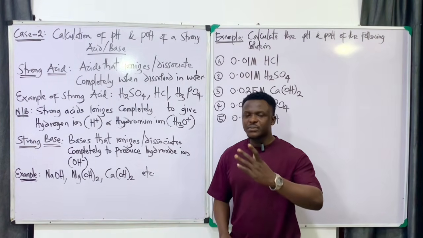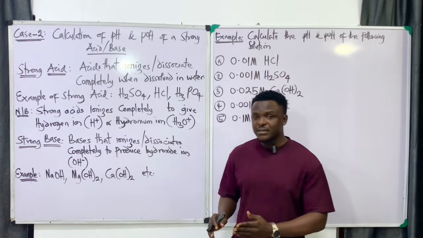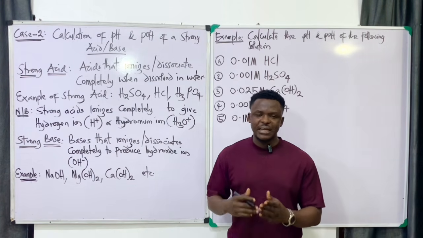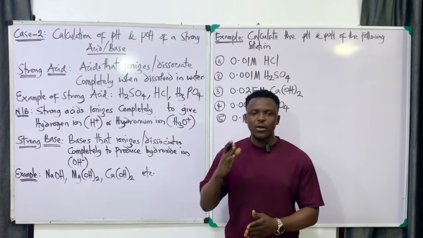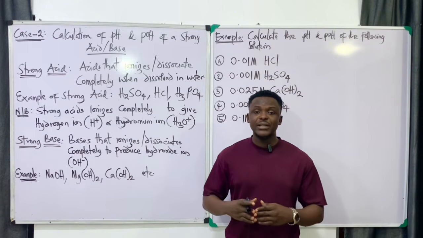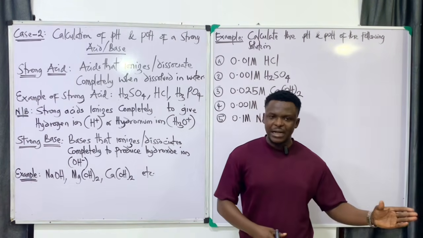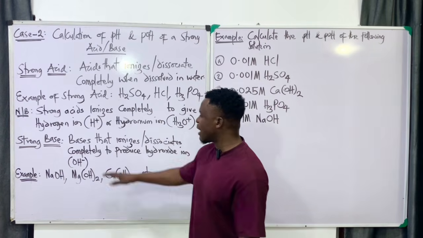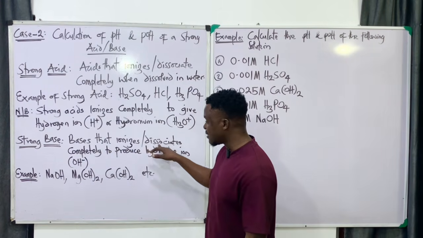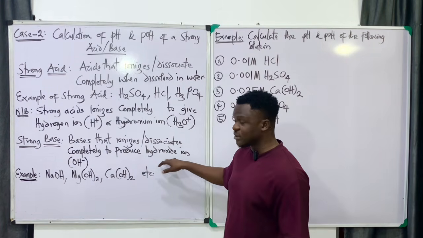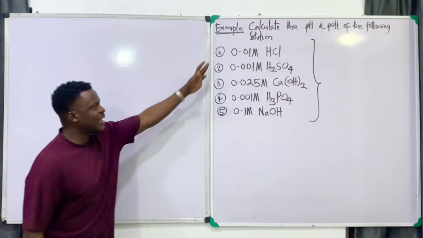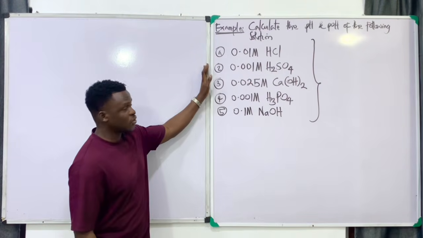Whether a substance is a strong acid or a strong base, the common thing between both of them is that they must ionize completely. When they come in contact with water, or when they are meant to dissociate, they dissociate completely, not partially like a weak acid or base. Strong bases are bases that ionize completely to produce hydroxide ions. Now let's look at an example that can come under strong acid.